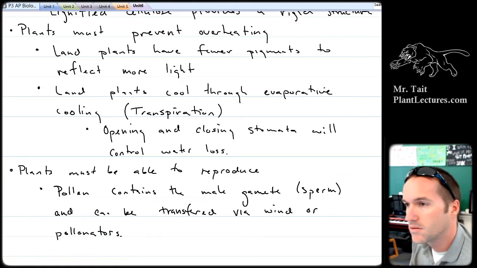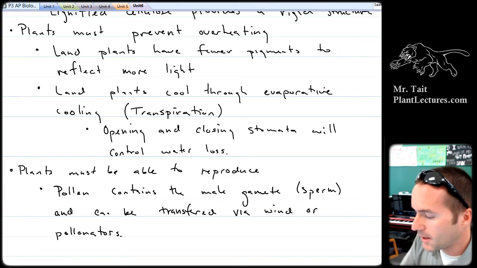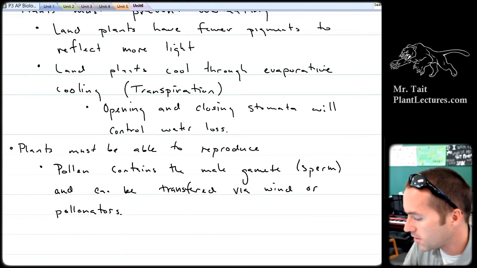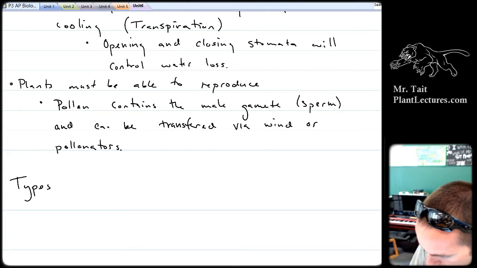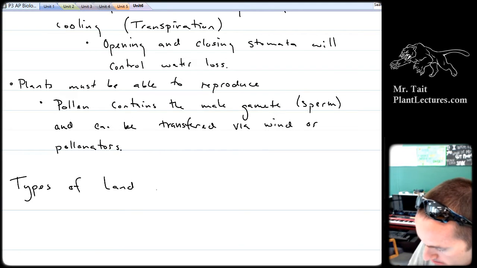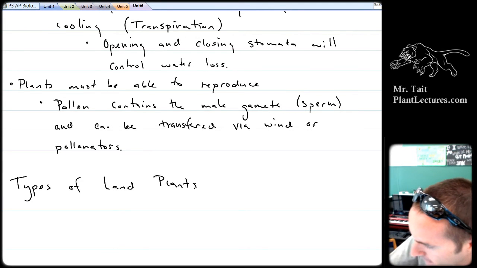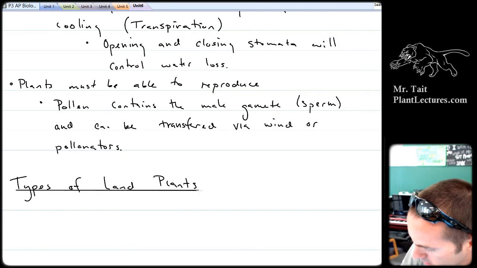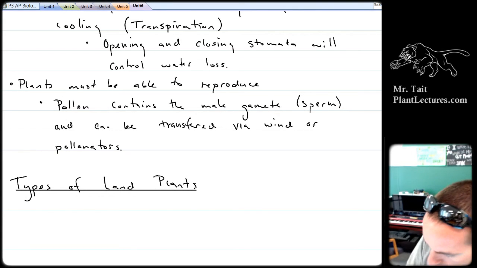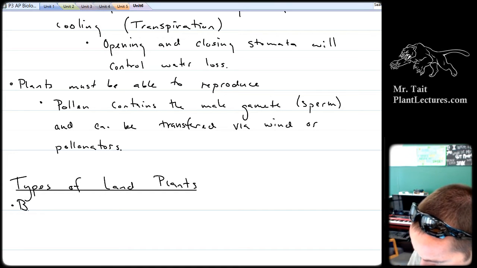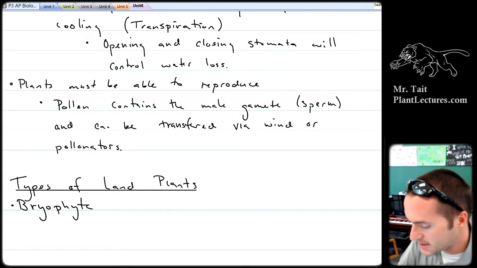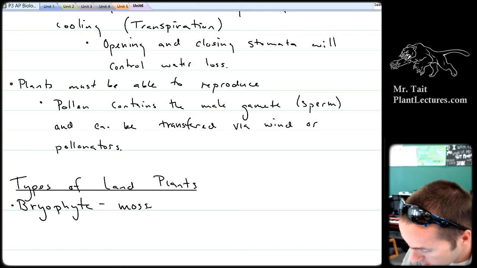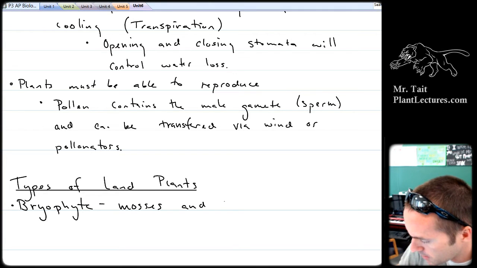So these are the land plant adaptations. Some land plants have all of them. Some land plants don't. Okay, so let's talk about the types of land plants real quick. The simplest land plants are called bryophytes. The word phyte means plant, by the way. Bryophytes are mosses and this other type of plant called a hornwort.